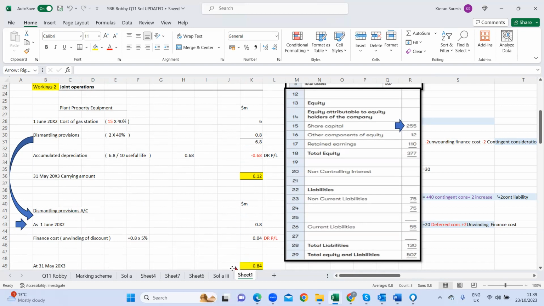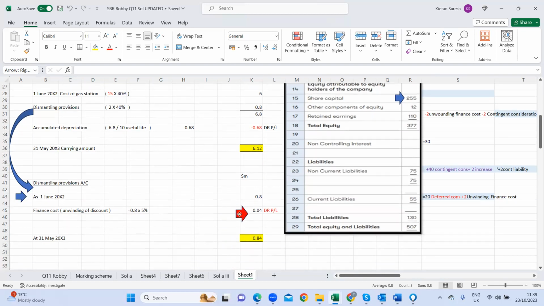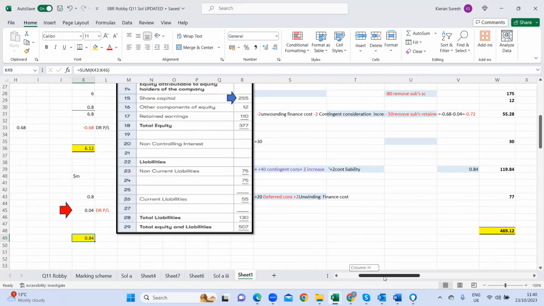So when I reach the 31st of May, I need to unwind. I need to add a finance cost. The finance cost will be 5%, as given in the question, of 0.8. That's 5% of 0.8, 0.04. Total dismantling cost on the balance sheet will be 0.84. So the dismantling liability at the 31st May 2013 is 0.84. The liability would be increased. It is the 0.84, which is a long-term liability.